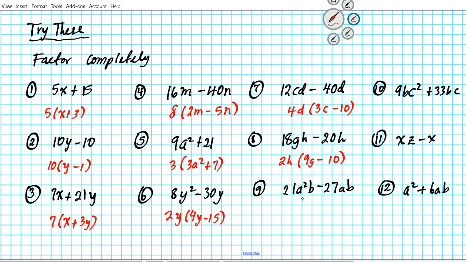For number 9, it's 3ab times the quantity 7a minus 9. For number 10, the factored form is 3bc times the quantity 3c plus 11. For number 11, the factored state is x times the quantity z minus 1. And then for number 12, the factored state is a times the quantity a plus 6b.